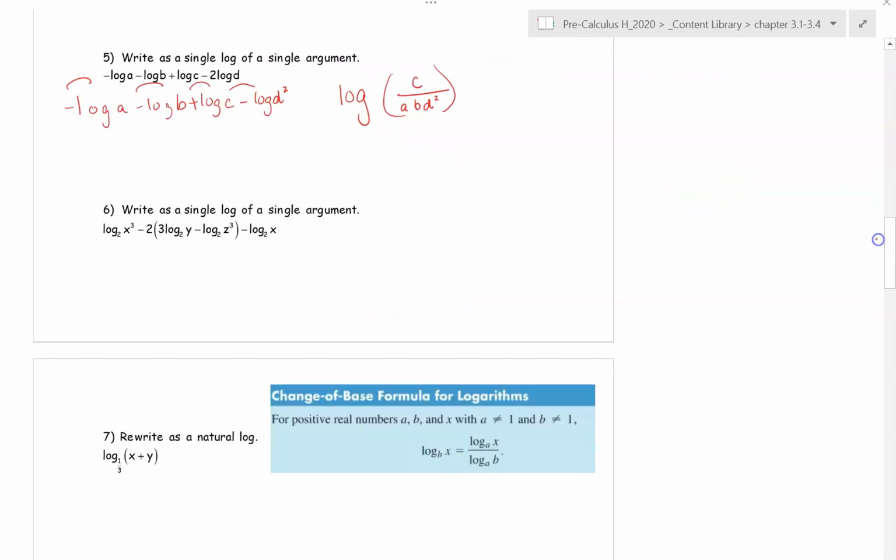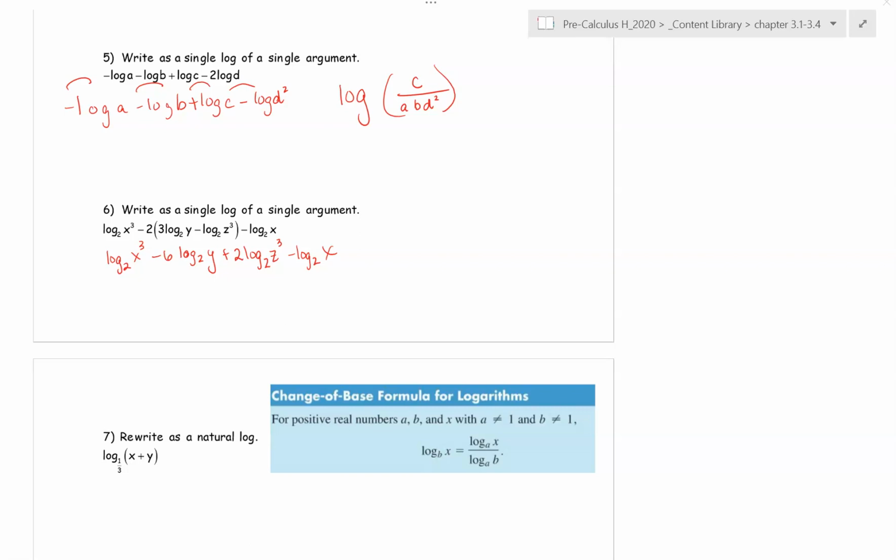Now, for the next part, I think you might want to clean that up a little bit. First of all, you have to have the same base. Yes, the same base. So notice we have these different terms, and they have log base 2. The first thing we do is we distribute the negative 2. And so we have negative 6 log base 2 of y plus 2 log base 2 of z cubed.